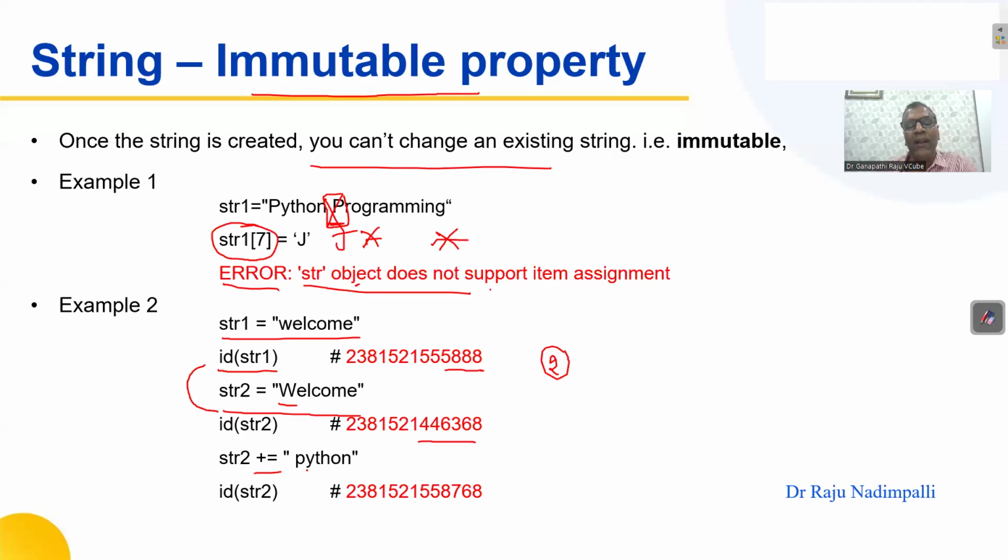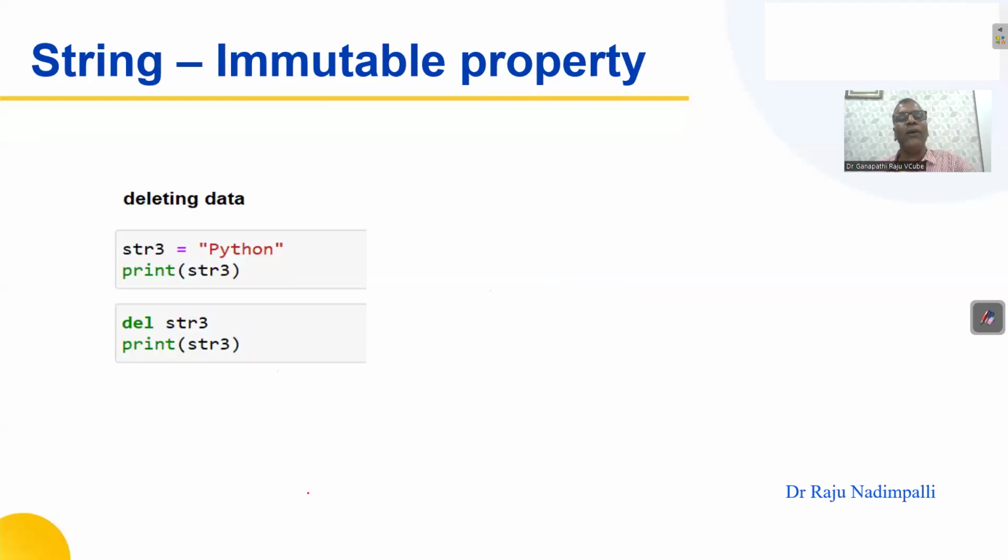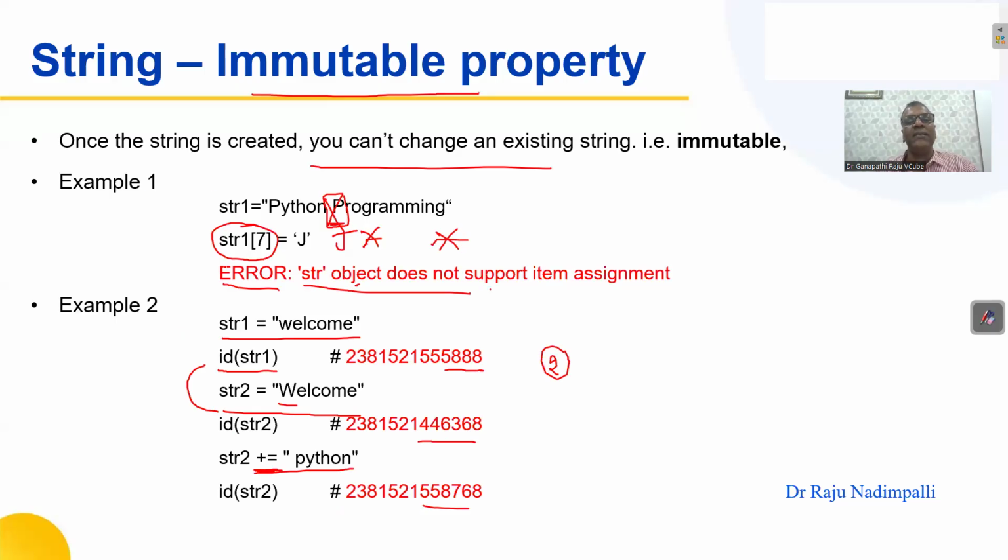Now, if I try to update here, what is happening? String 2, whenever I try to update, it is taking a different memory location. So you cannot change the data, you cannot update the data. At the same time, you cannot delete the data. If I want to delete any character, it will give an error, but I can delete the entire string itself. These three properties are called string immutability.